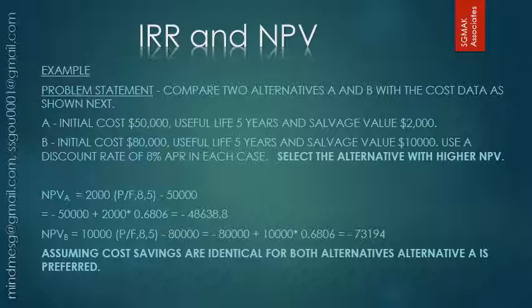So the net present value of the first one is present value of benefits minus the cost, and comes out to be minus 48,638.8. Net present value of B, same reasoning, comes out to be minus 73,194. If we assume the cost savings are identical, because we don't have an update about cost savings, you will prefer alternative A, because that has a higher net present value. Okay.